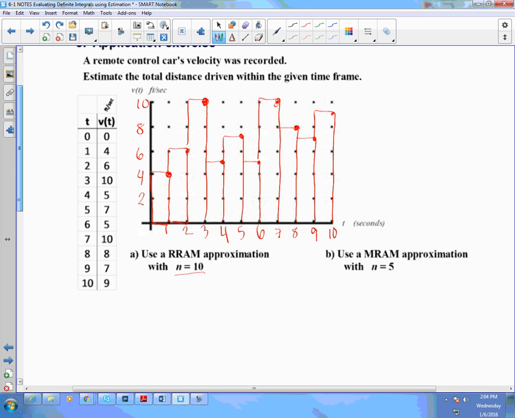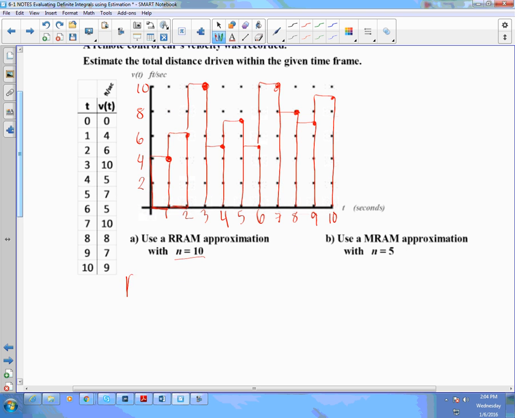Set them up. Right rectangular approximation. What's the common width we can factor out for all of our regions? What's the common width of each rectangle? 1. Then we need to find f of what value? Do f of 1, plus f of 2. What's the last one? f of 10, because that's the right side.